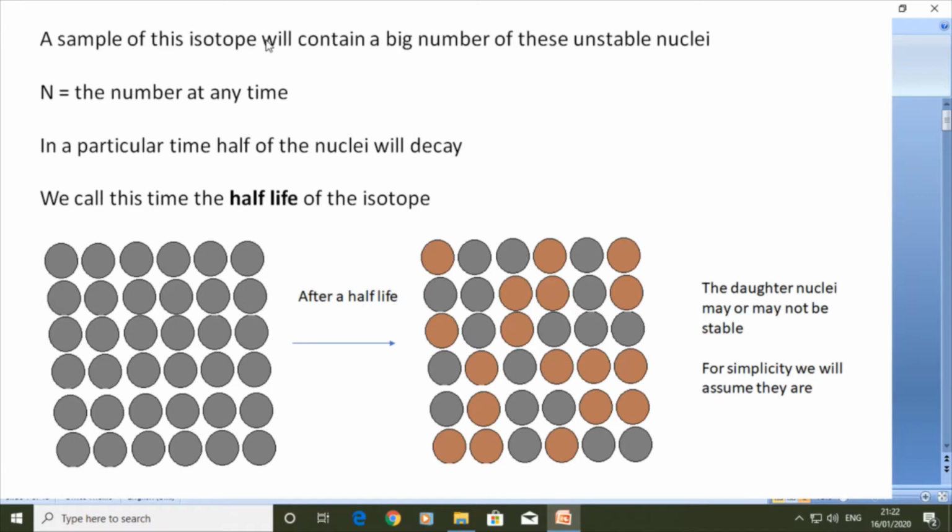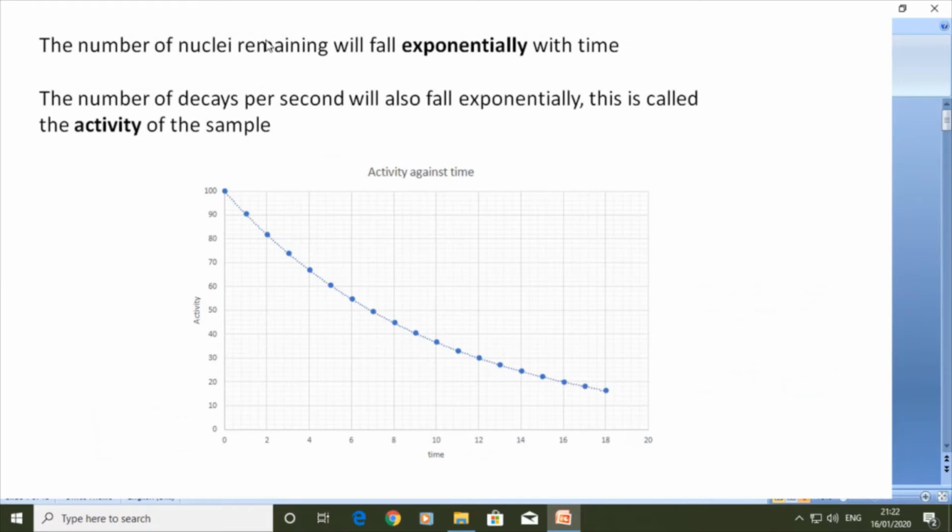A sample of this isotope will contain a very large number of unstable nuclei. Capital N is the number at any time. In a particular time, half of the nuclei will decay, and that time is called the half-life. The half-life is also the time over which there's a 50-50 chance that a particular nucleus will decay. The daughter nuclei, what you're left with, may or may not be stable, but we'll assume that they are for simplicity. The number of nuclei remaining will fall exponentially with time.